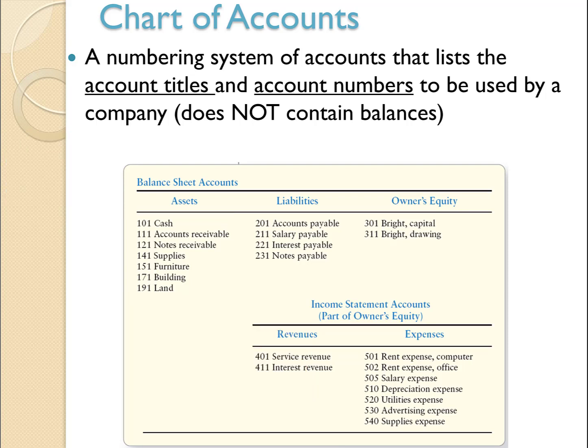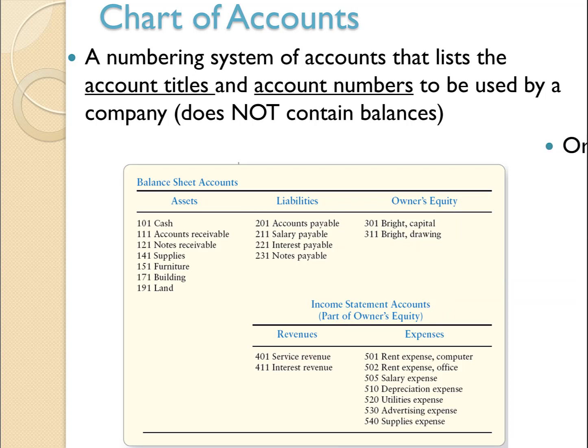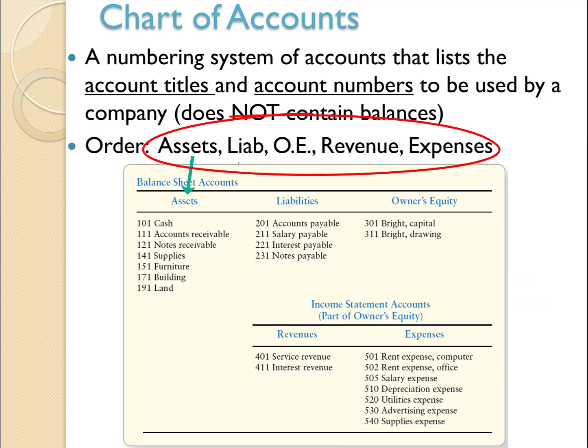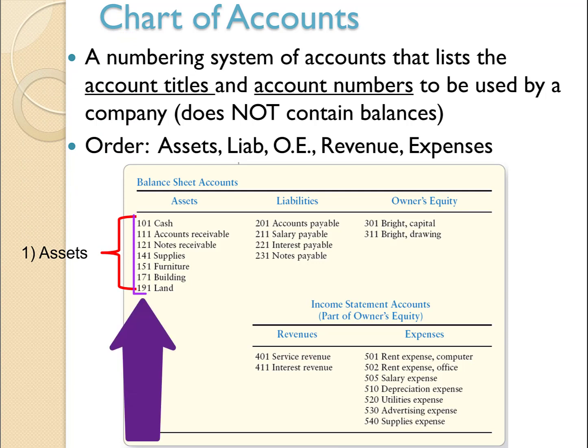And notice it also lists the account category: assets, liabilities, equity, revenues, and expenses. So the accounts are listed by account type. The order is assets, liabilities, owner's equity, revenue, and expenses. So the first category is assets. All the asset accounts begin with a 1. Notice they range from 101 to 191. Cash is usually account 100 or 101.